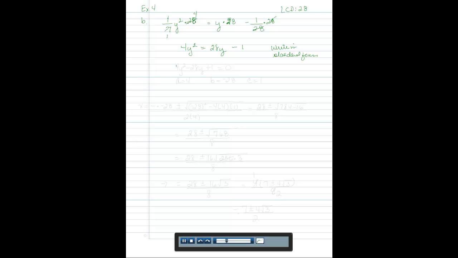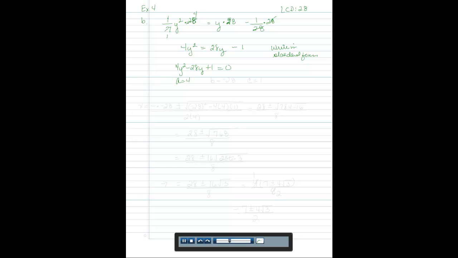So that means we're going to subtract. I'm not going to show this. I'm just going to tell you exactly what we're going to do. We're going to subtract 28y and we're going to add 1. Once we do that, we're going to bring it over from the right-hand side to the left, and it's going to be equal to 0. So we have 4y squared minus 28y plus 1 equals 0.